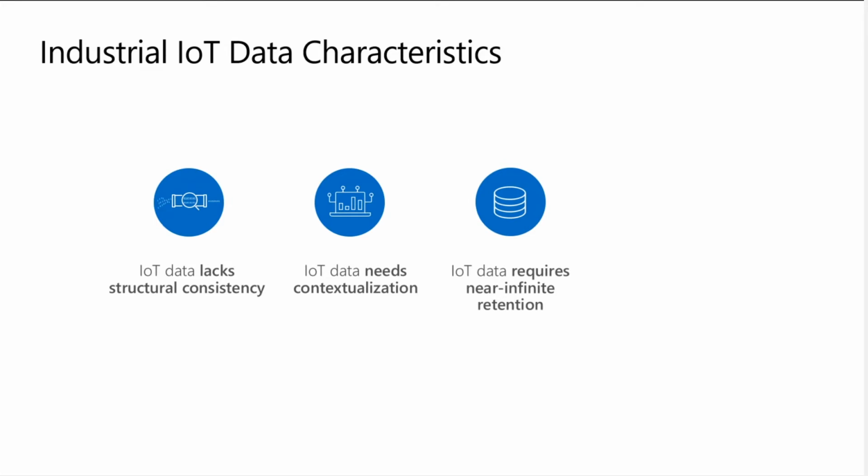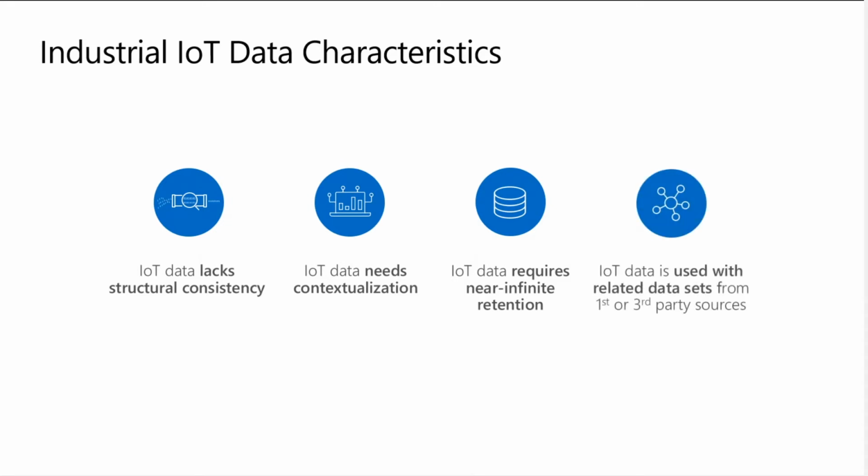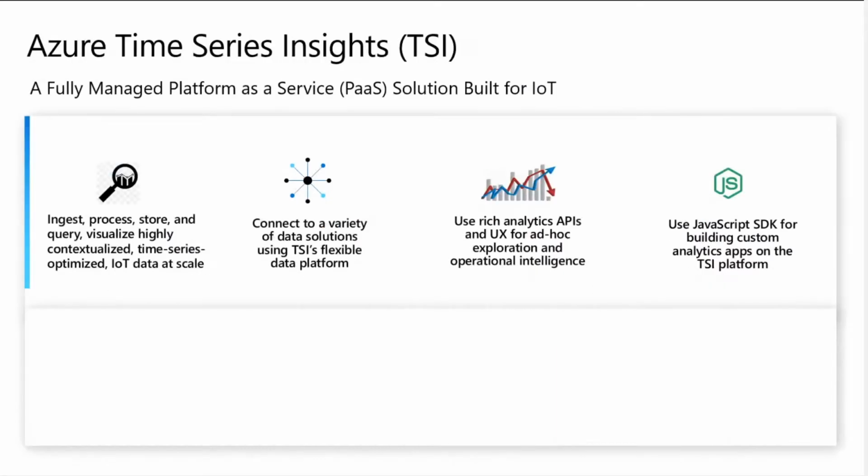These are the types of questions that we need to be able to answer. Thirdly, IoT data requires near infinite retention. So in order to gain operational intelligence, it's well known that the more historical data you have, the better your insights will be. And finally, IoT data is useful when combined with other related data sets to ensure an organization has a holistic view of their data landscape. So with this in mind, how does Timeseries Insights solve these challenges?